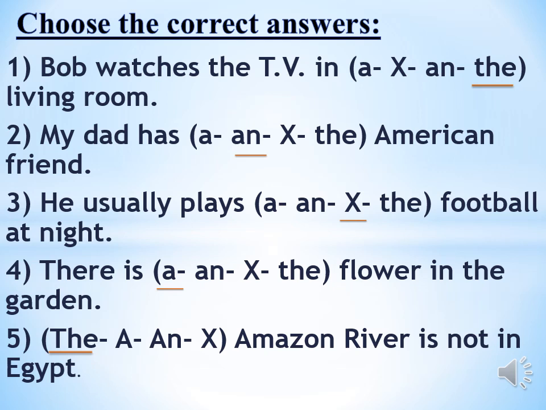Number 5, the, an, or no article: Amazon River is not in Egypt. Here, as I told you, seas, rivers, and oceans take the before them. So the answer here is the Amazon River is not in Egypt.